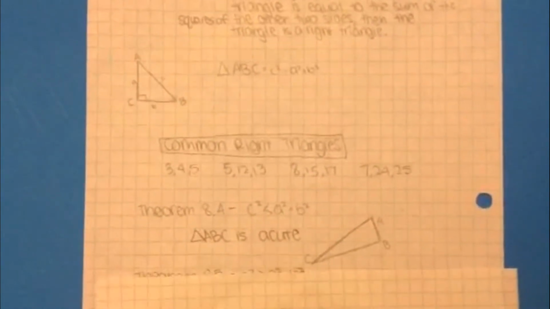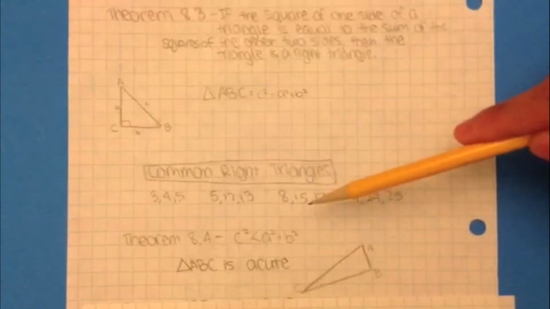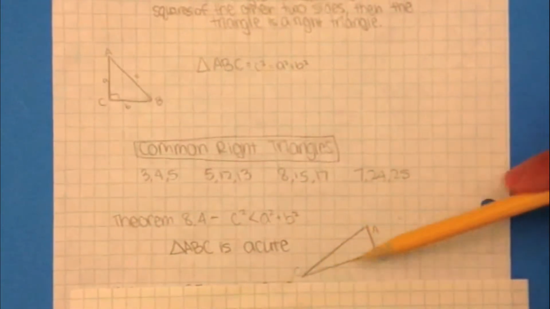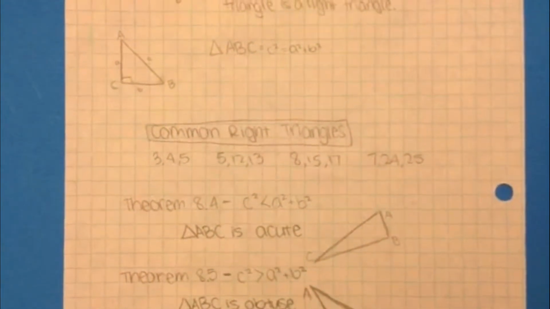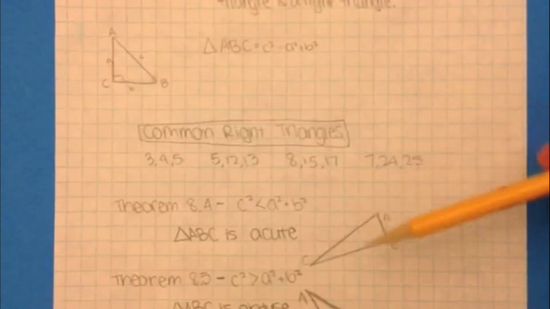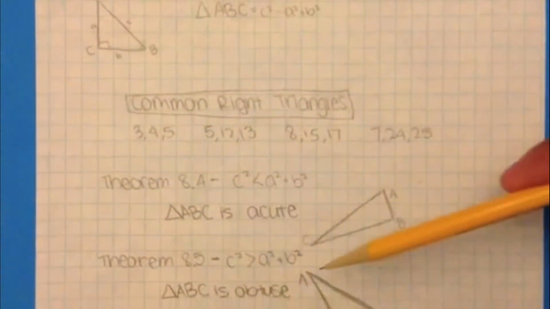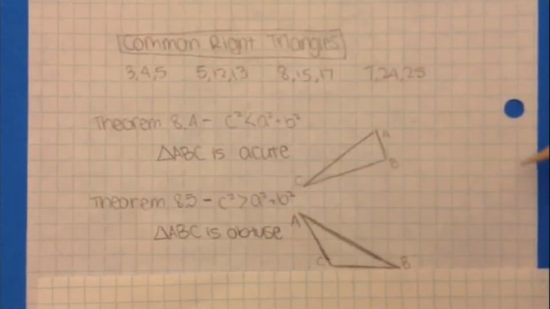Theorem 8.4 states, if c squared is less than a squared plus b squared, then triangle ABC is acute, like this triangle right here. Theorem 8.5 states that if c squared is greater than a squared plus b squared, then triangle ABC is obtuse, like this triangle right here.